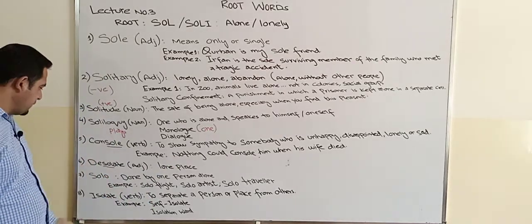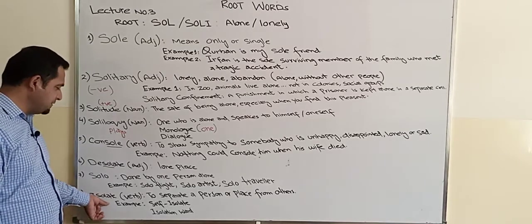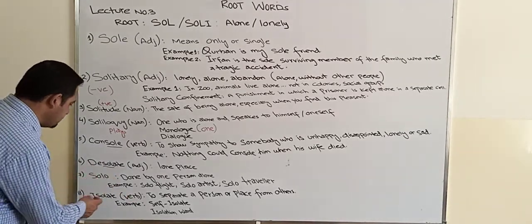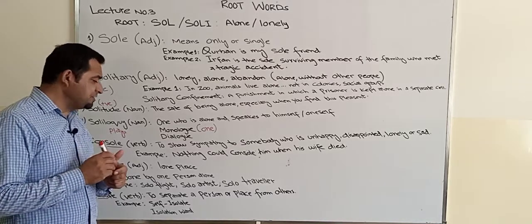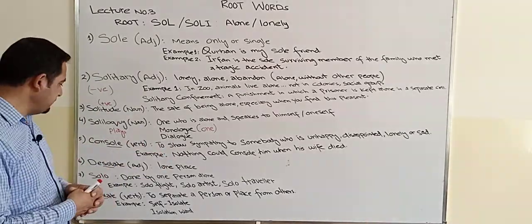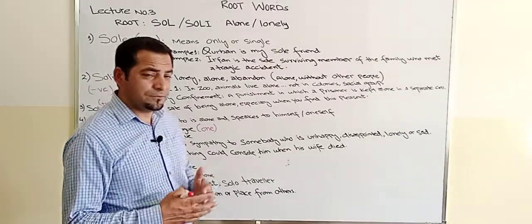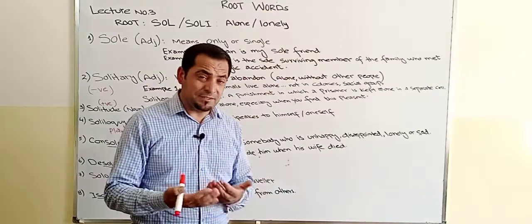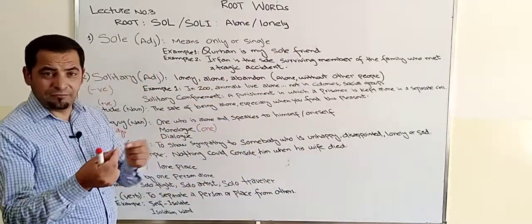And then the last word I'm having is isolate. It's a verb, so we have the root word sol here. Now what does it mean? To separate a person or place from others, right? So now these days we are talking about COVID-19, the coronavirus, and we have been repeatedly using the word self-isolate or self-isolation.